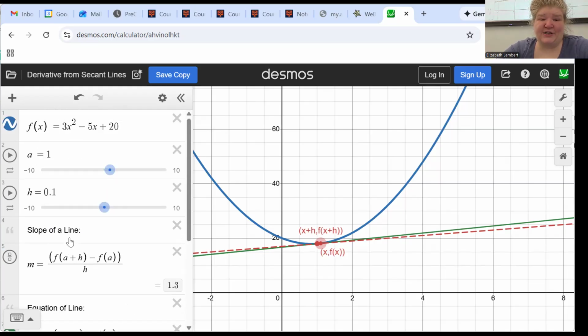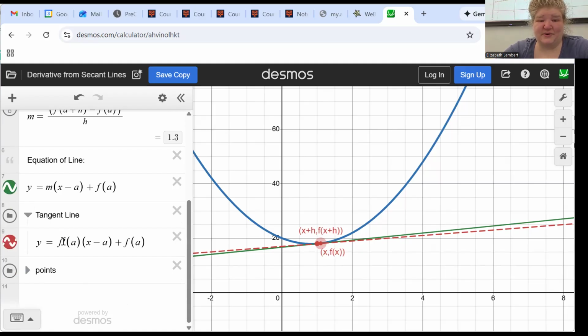So Desmos can do derivatives. Down here, the tangent line equation is actually calculating the derivative of the A value. And then this is just the point slope form with the Y1 value added over.